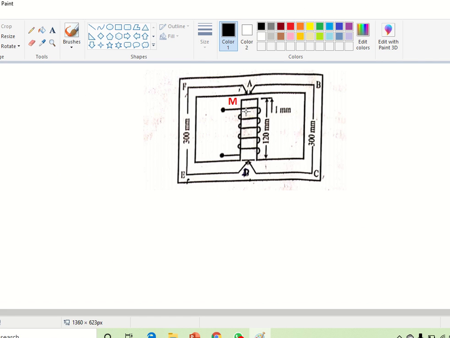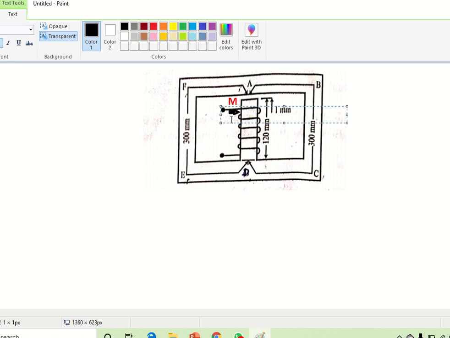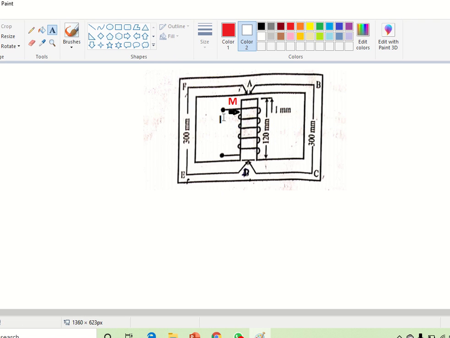Your aim is to find the current. We are going to apply a current through this path. This is the current we are applying. Let capital I be the value of current. And this is the coil having 500 number of turns. How will you find the current?